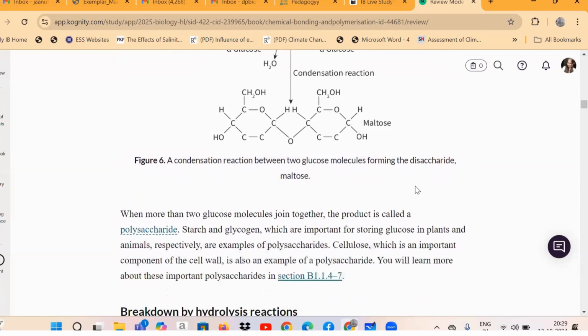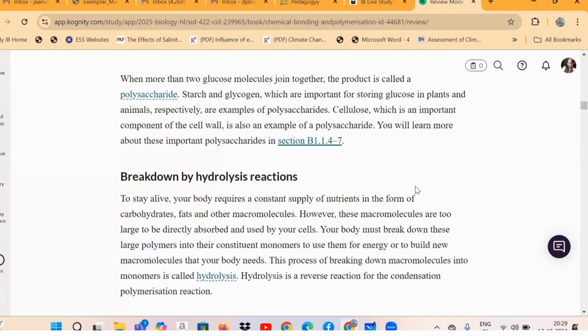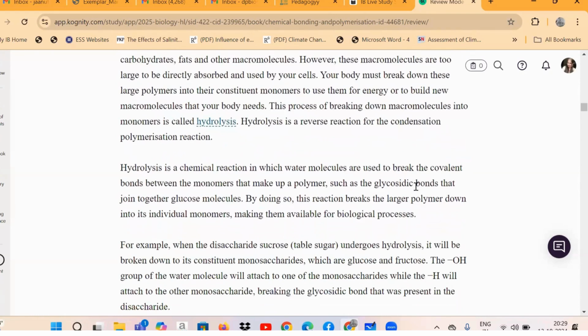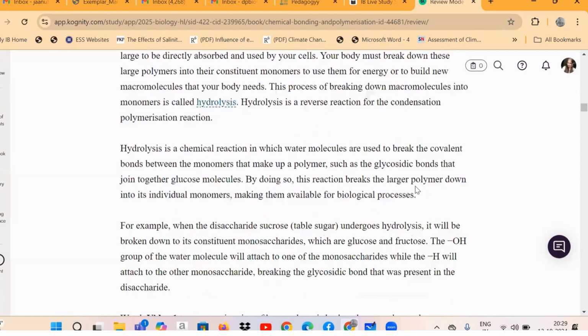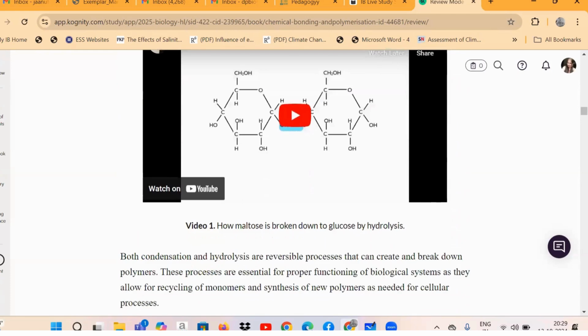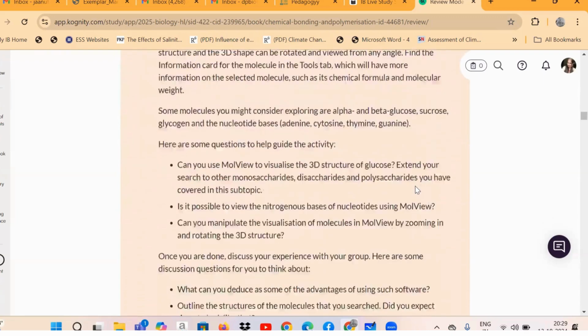Starch and glycogen are examples of polysaccharides. So the opposite of condensation is the hydrolysis reaction. What happens in a hydrolysis reaction? That's the breaking of the bond. Yes, where you use water, where you break a polymer into monomers or a disaccharide into two monosaccharides. So the glycosidic bond is broken by the addition of a water molecule. So a disaccharide will be broken down into monosaccharides, and that 1,4 bond will be broken. That is hydrolysis, and these are reversible processes, which are anabolic and catabolic in nature.